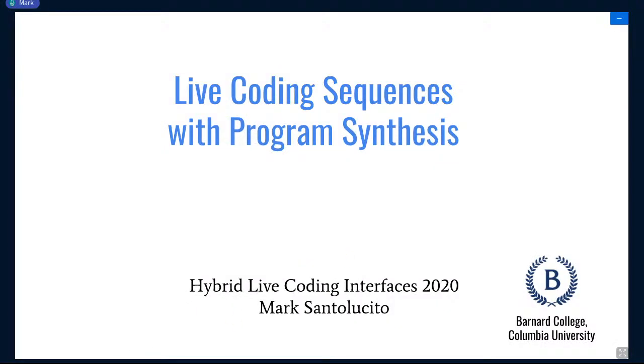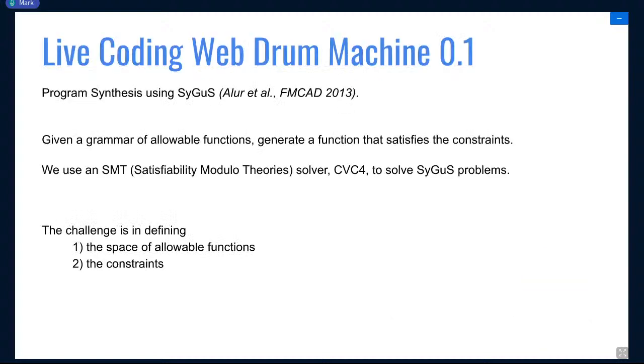Okay, so thanks for listening to that. I'm just going to take a little bit of time and talk about a few more details about how this is working. So this is using something called program synthesis using SyGuS. SyGuS stands for Syntax Guided Synthesis. And the way this program synthesis works is that you define a grammar of allowable functions, and then you're trying to generate a function that satisfies some set of constraints.